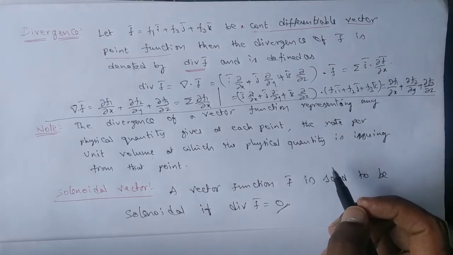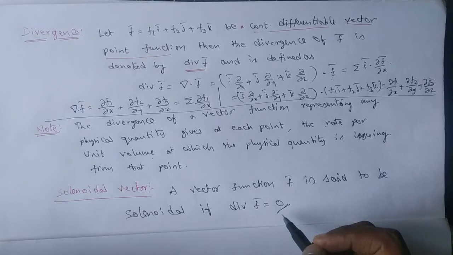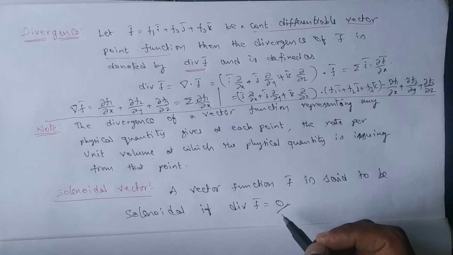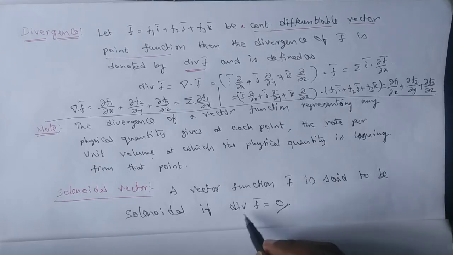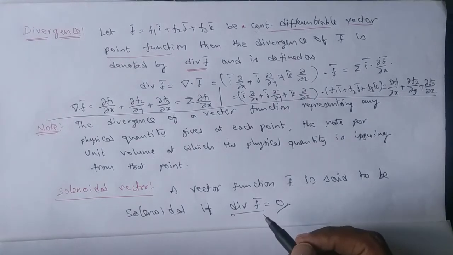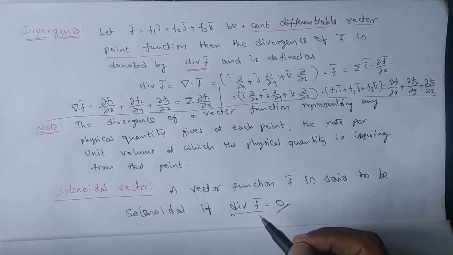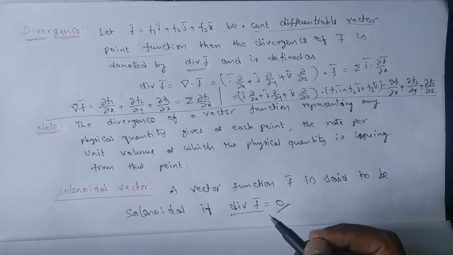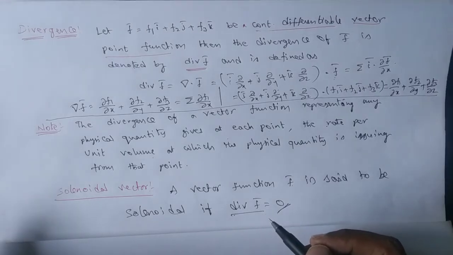This concept has many applications. Suppose f bar is the velocity of a fluid. If div f bar equal to 0, then that fluid is incompressible. In hydrodynamics, the equation is known as the equation of continuity. Similarly, if the flux entering any element in space is the same as that leaving, then also div f bar equal to 0. Like that we can have physical meaning of div f bar equal to 0.